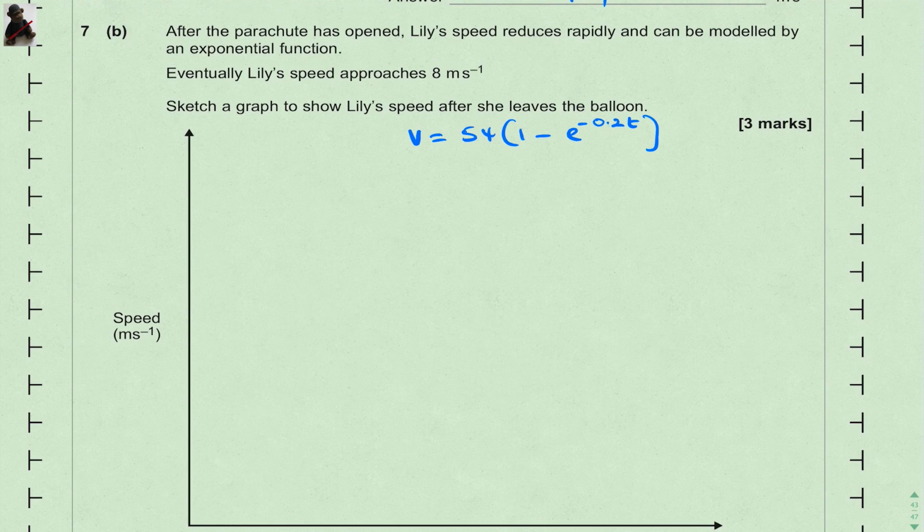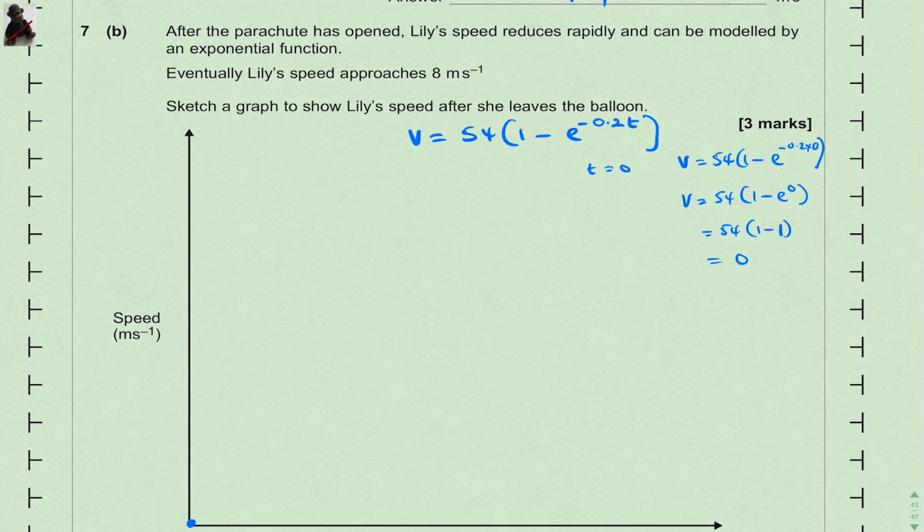At time t equal to 0, we get v equals 54 into bracket 1 minus e to the power minus 0.2 times 0. So 0.2 times 0 is 0, and v equals 54 into bracket 1 minus e to the power of 0. E to the power of 0 is 1, so that will be 54 into bracket 1 minus 1. 1 minus 1 is 0, and 0 times 54 is 0. So at t equals 0, v is 0. The speed is 0.